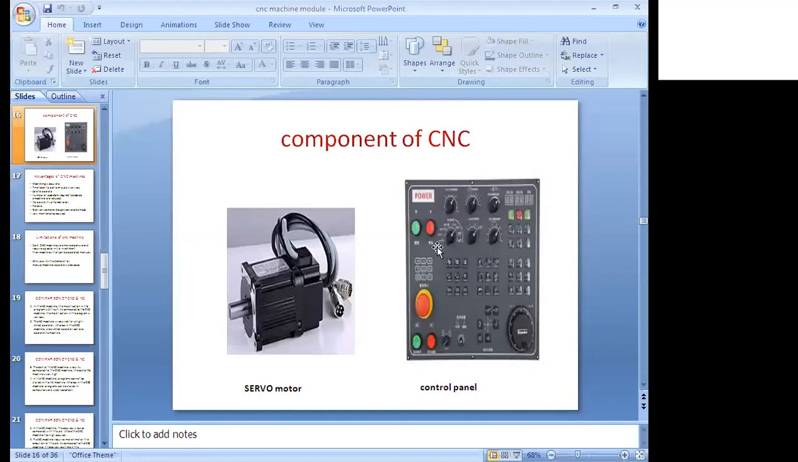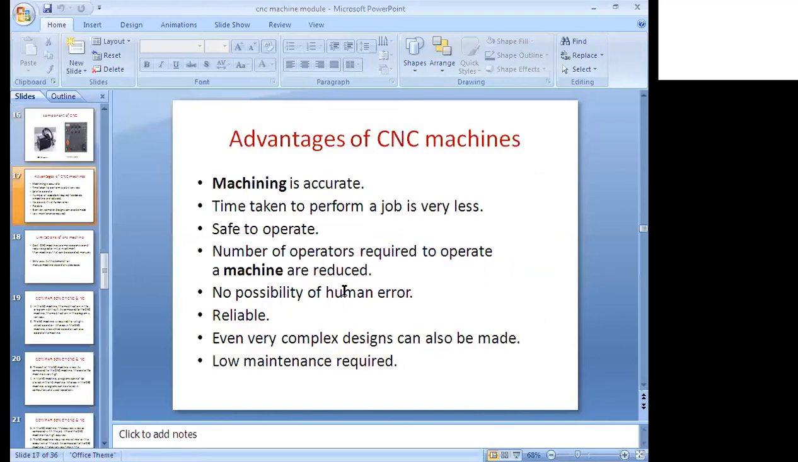If you have not seen any CNC machines, a few of you may have doubts about how the servo motor is configured, its diagram, and how the panel looks. So for your understanding, I mentioned in the slide a control panel as well as the servo motor. I think everyone has seen a CNC machine, no doubt in that. So I'll go to the topic.